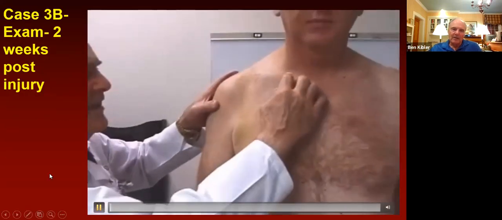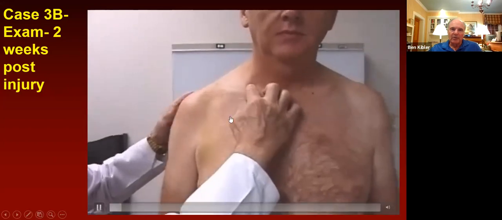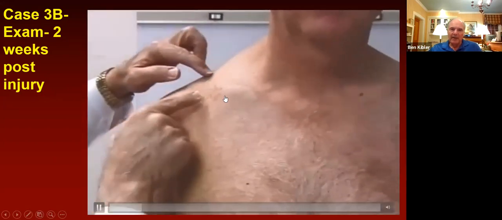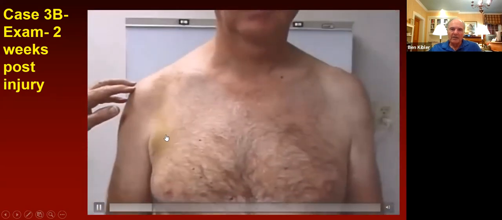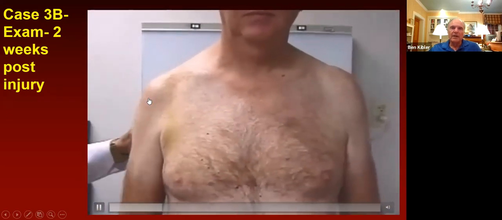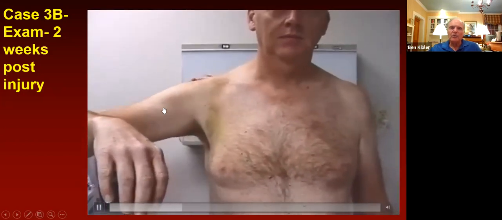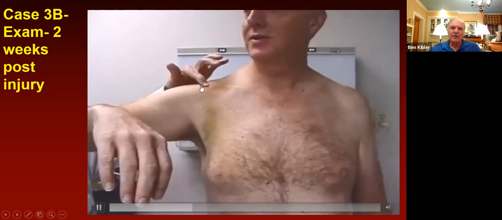So he's 3 weeks, 2 weeks down the road. He really doesn't hurt too much at the fracture site. You can palpate, it doesn't hurt right at the fracture site. There's the hematoma, but look at the drooping, the protraction of the scapula, and this is impingement. This is as far as he can raise his arm, and he hurts out on the acromion. So he has impingement with this motion.